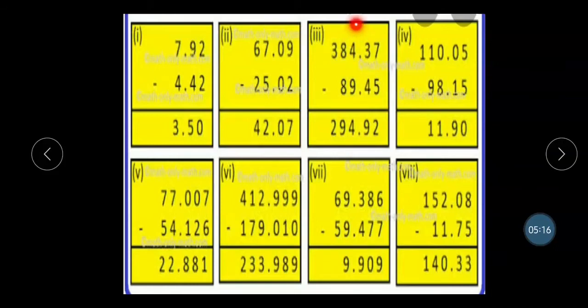Here we have borrowed from the previous one, so 8 becomes 7. Now 8 cannot be subtracted from 7, so it becomes 17. 17 minus 8, we get 9. As we have borrowed, 3 will become 2. There is no number over here, so we will copy 2 as it is. Our answer is 294.92.